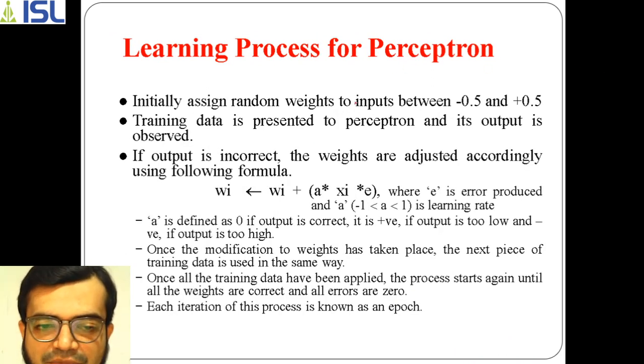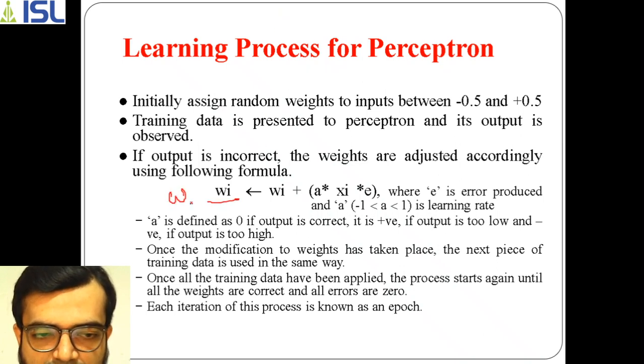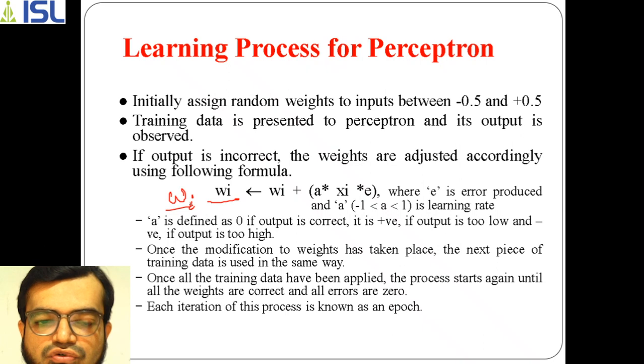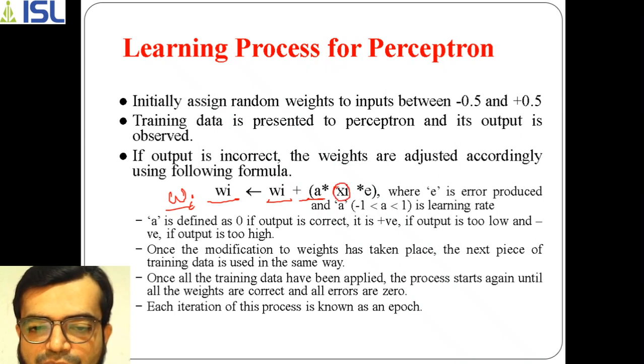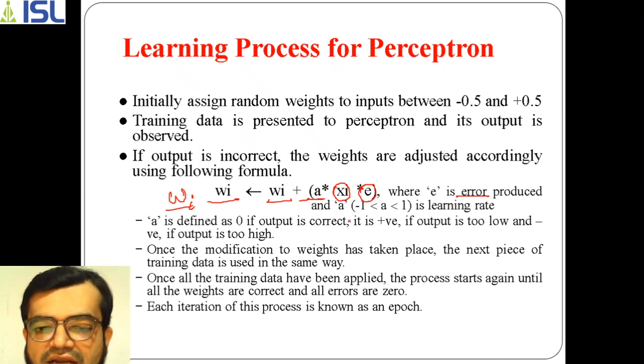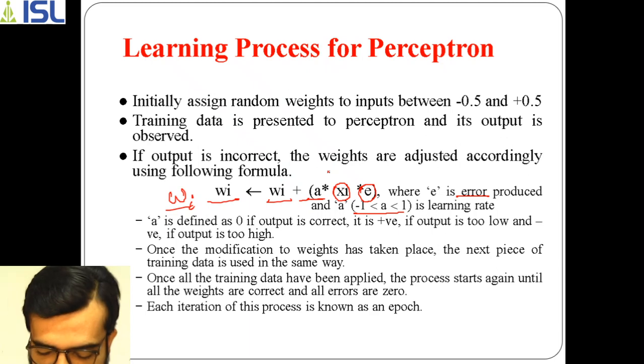So that's why the updated weight. Here, Wi, W suffix i, refers to the updated weight, which will be the actual weight plus the learning rate times the given input xi times e, which is your error. The learning rate value, as I said, will be between minus 1 and plus 1. Using this you are learning how the perceptron works here.